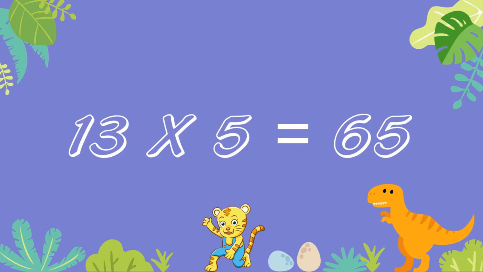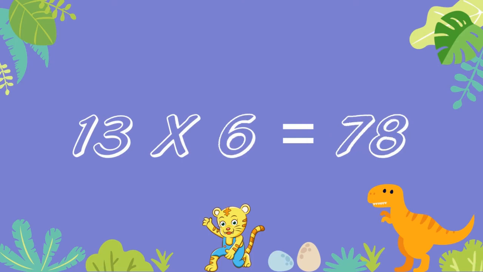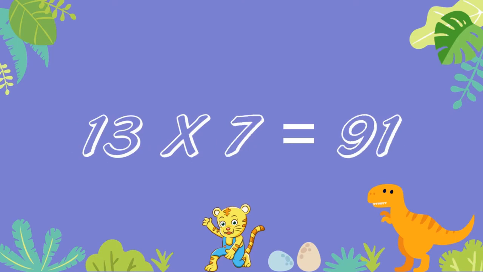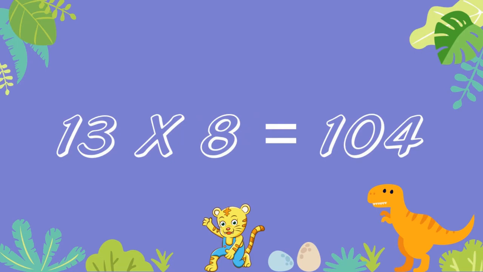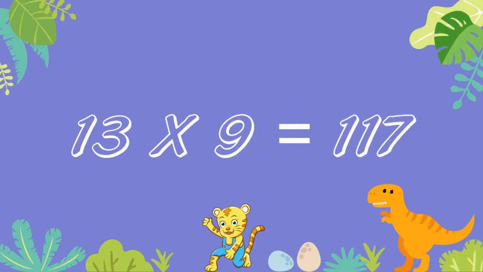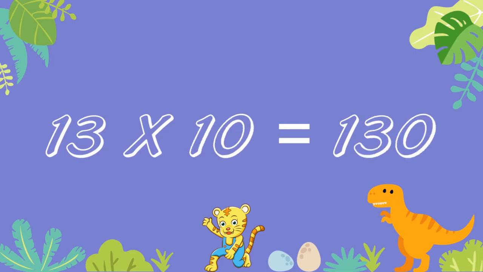13 sixes are 78. 13 sevens are 91. 13 eights are 104. 13 nines are 117. 13 tens are 130.